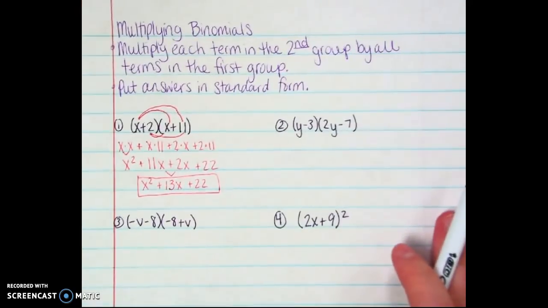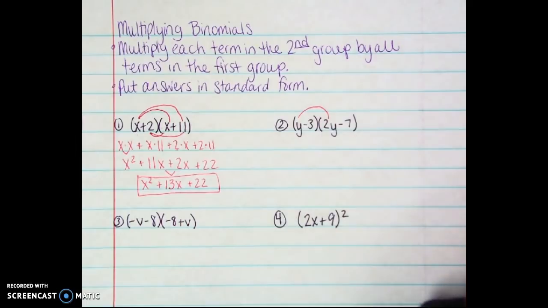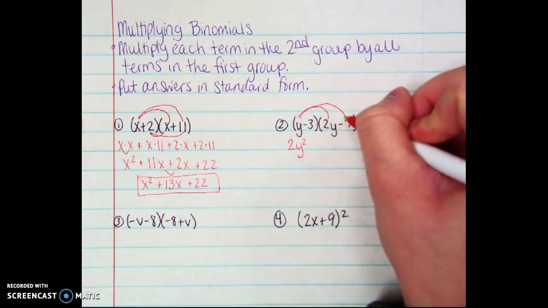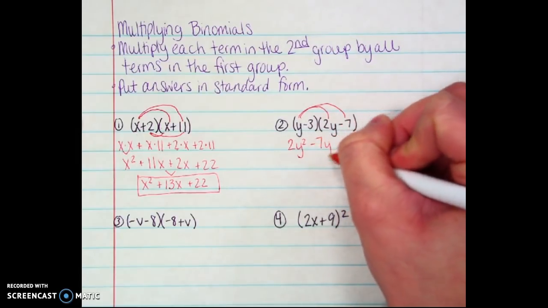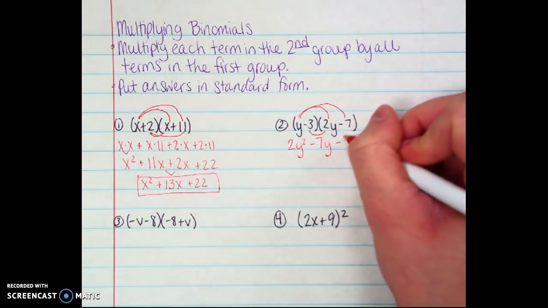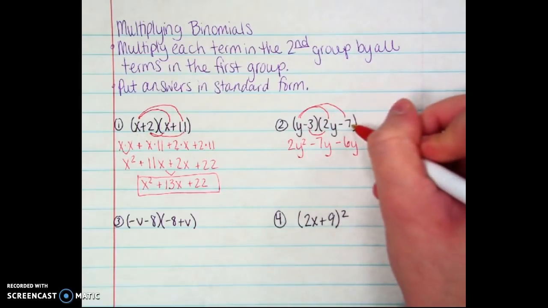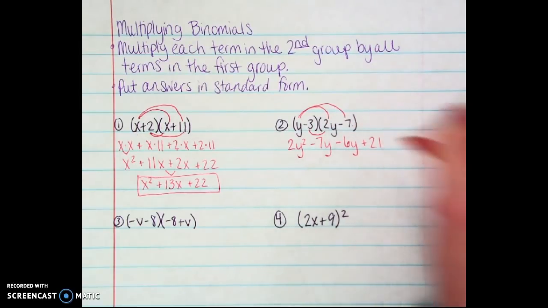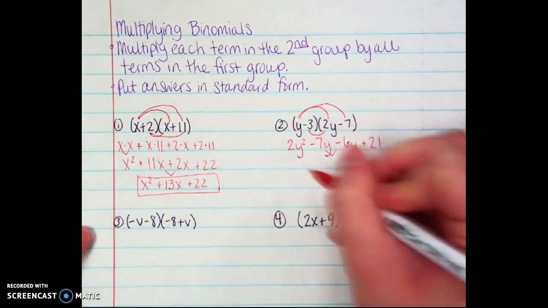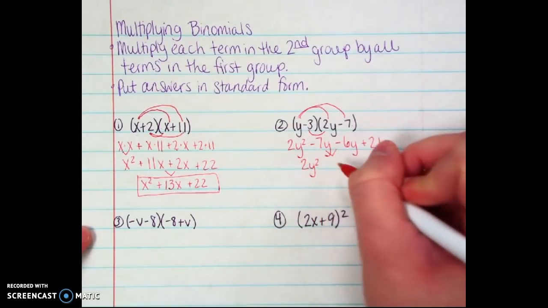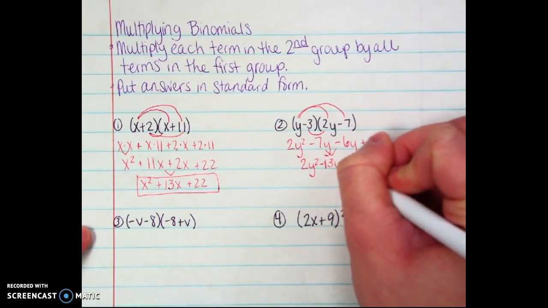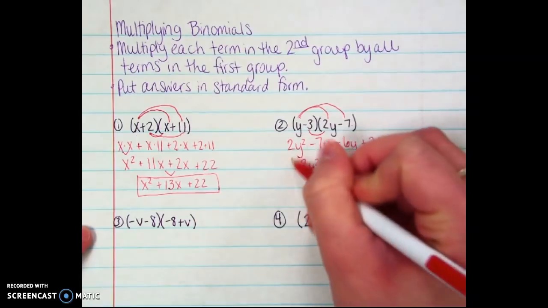Okay, let's look at another one. Y times 2y is 2y squared. Y times negative 7 is negative 7y. Negative 3 times 2y is negative 6y. Negative 3 times negative 7 is a positive 21. Those middle terms are like terms, so I can combine those. So final answer would be 2y squared minus 13y plus 21.